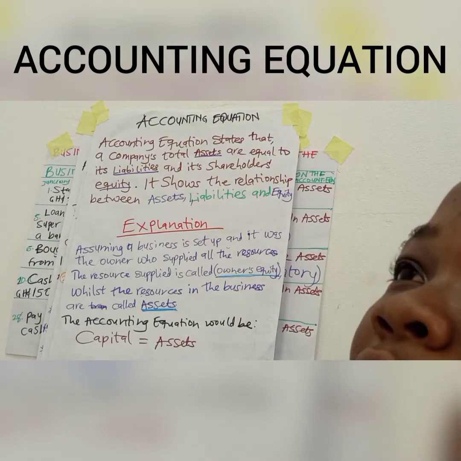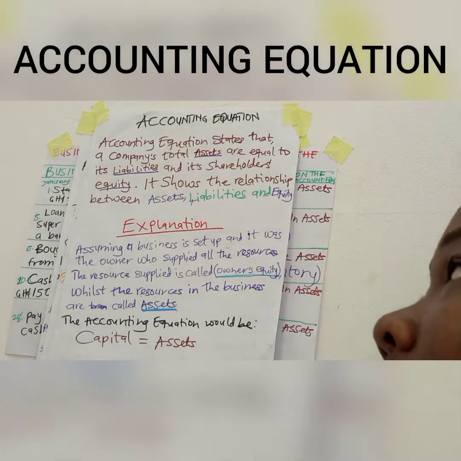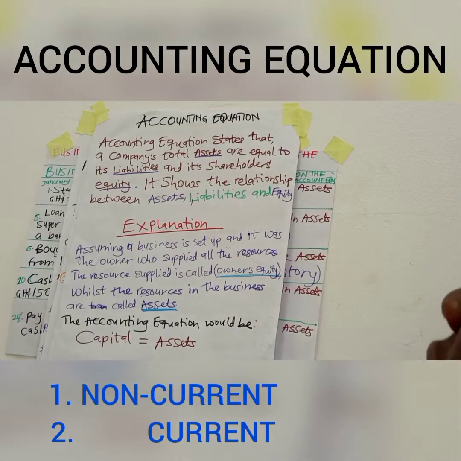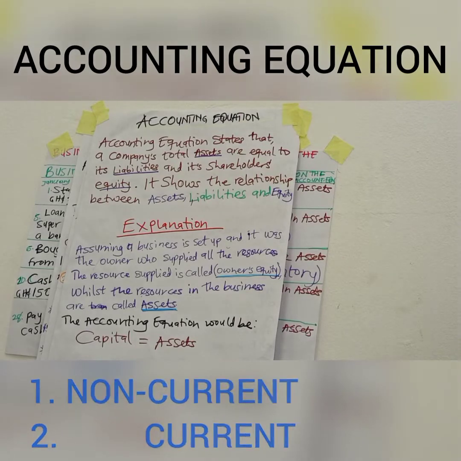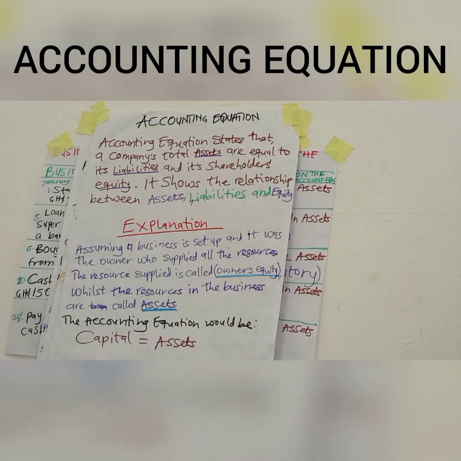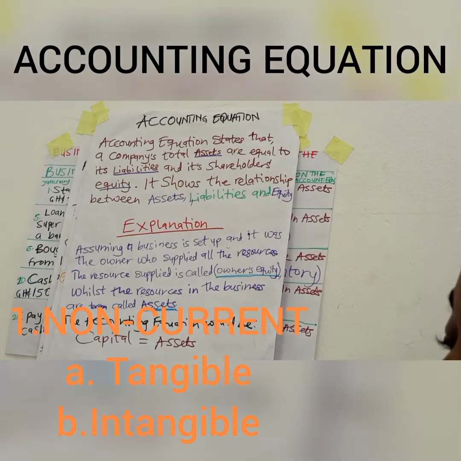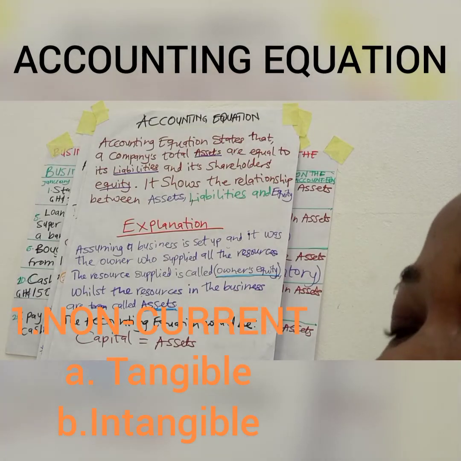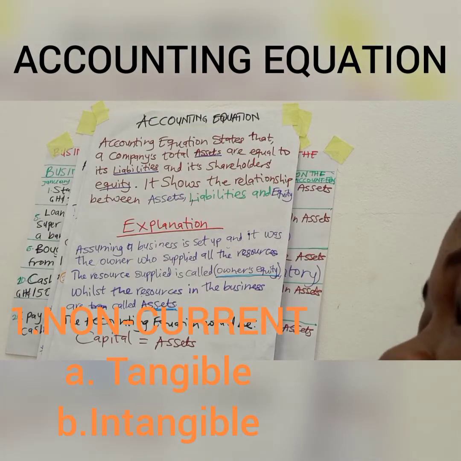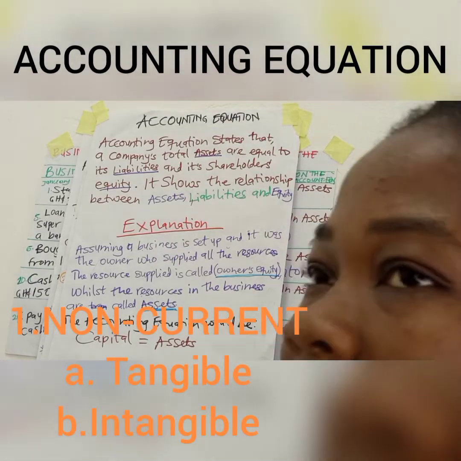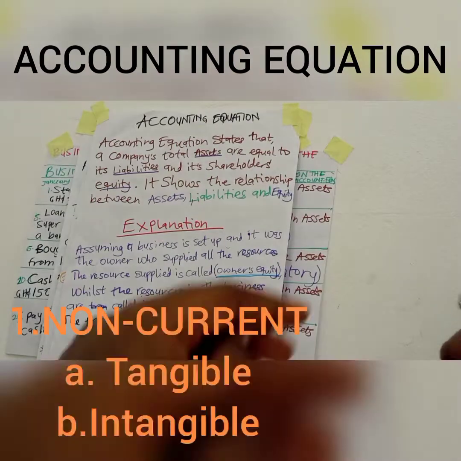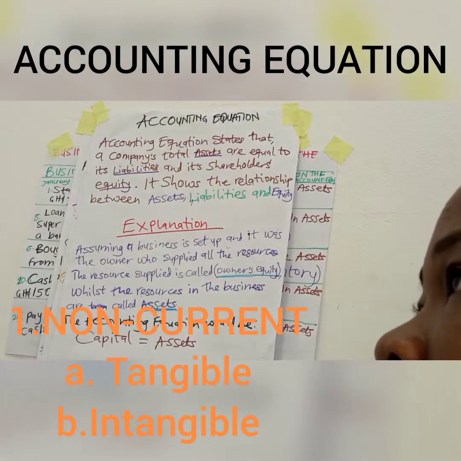We have two types of assets, that is non-current assets and current assets. Non-current assets basically means assets that cannot be converted into cash within a short period of time. Two types of non-current assets are tangible assets and then what? Intangible assets. Tangible assets are basically assets that can be seen, felt, and touched. Examples are buildings, motor vehicles, fixtures, and fittings.